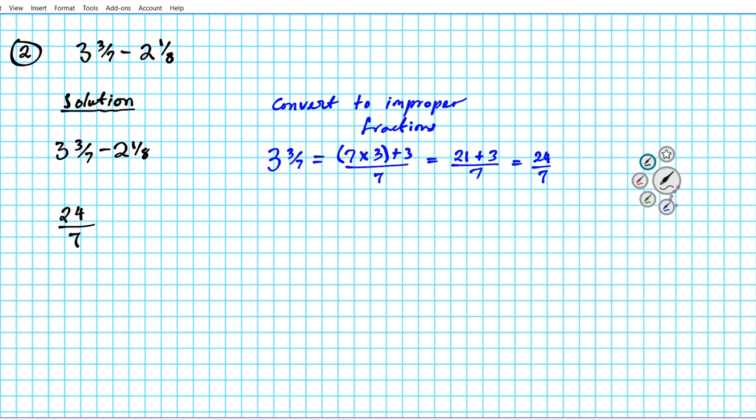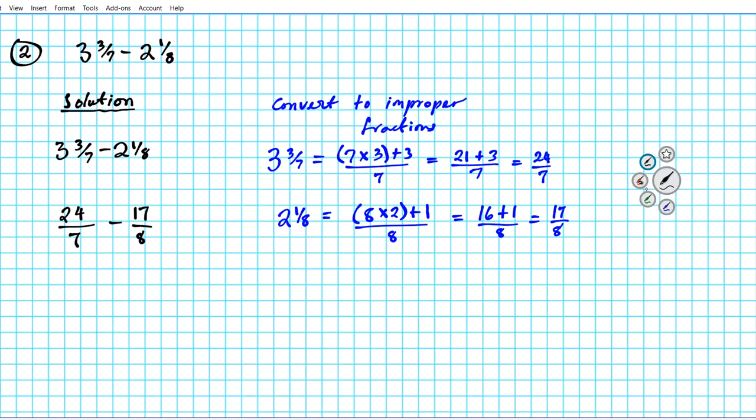We're going to apply the same procedure for the next mixed number, 2 and 1/8. So you're going to have 8 times 2 plus 1, divided by the denominator, which is 8. Following the order of operations, 8 times 2 is 16, plus 1 over 8. And then that becomes 17 over 8. Okay, so the second fraction is 17 over 8.